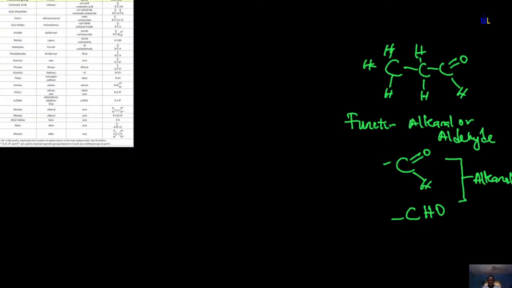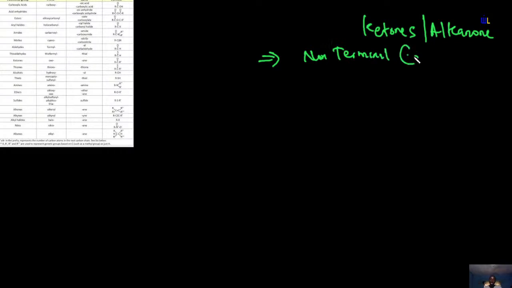Okay, having said that, we go to the next one quickly, and the next one is ketones. I have mentioned it. Both ketones and aldehydes have the functional group of carbonyl, but the difference between a ketone and an aldehyde is that a ketone will now have a non-terminal carbonyl group. So ketones, the other name for ketones is alkanones, and their functional group is non-terminal carbonyl.